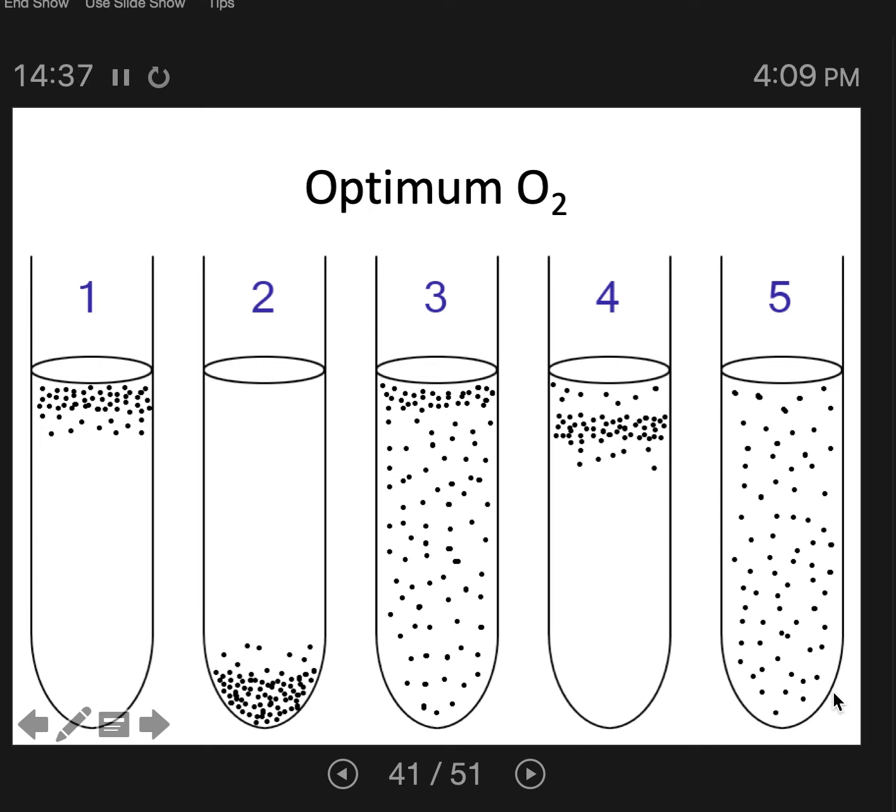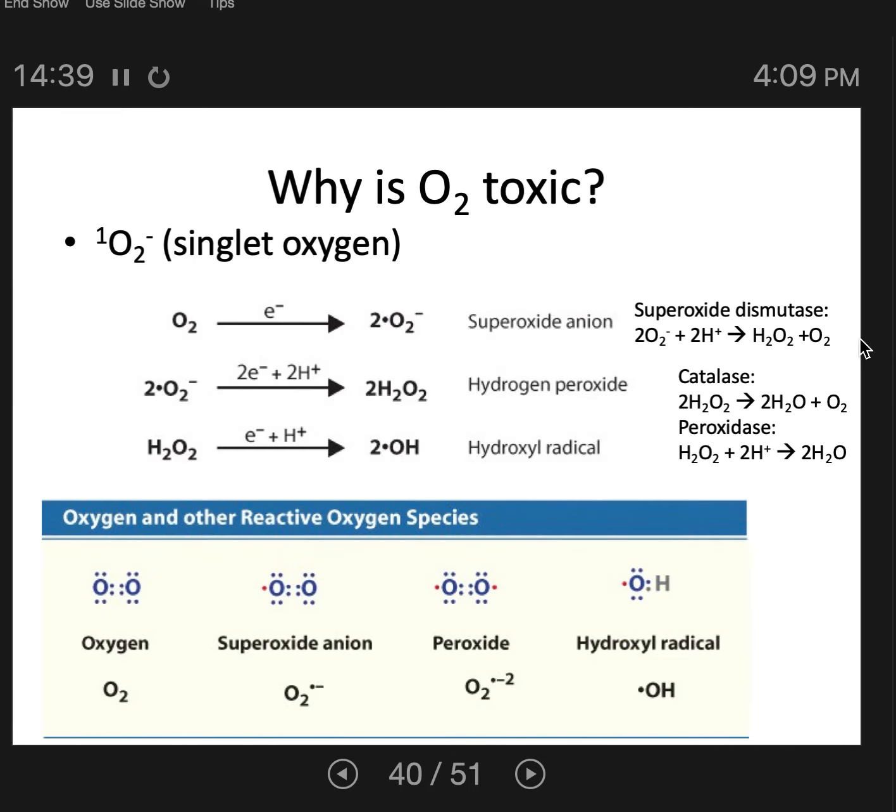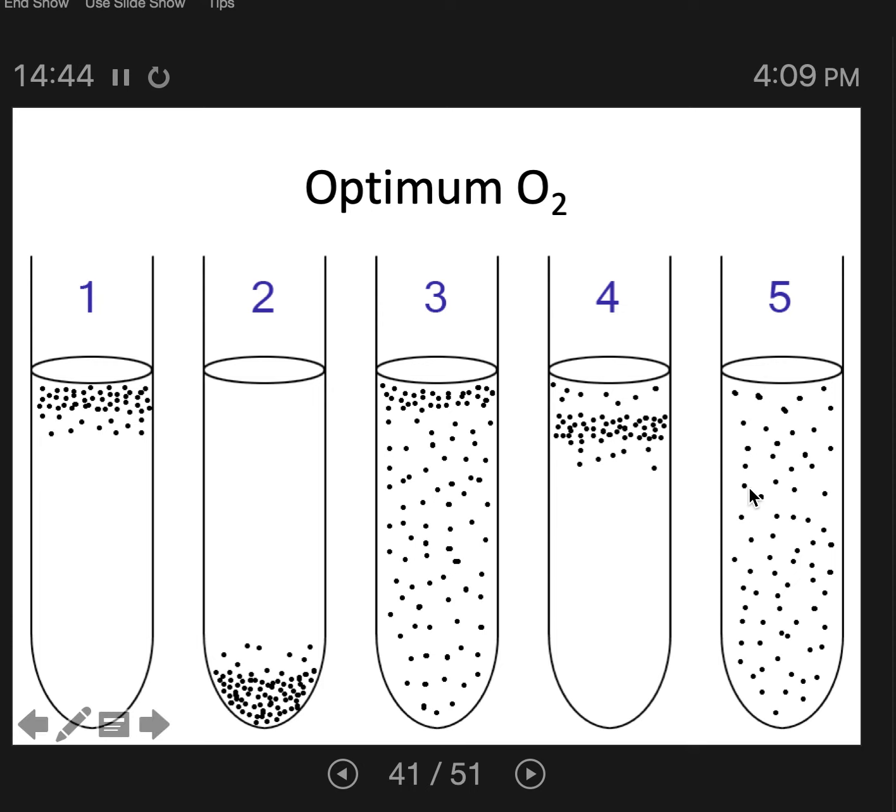So even though they're not using oxygen, they still have enzymes that neutralize those reactive oxygen species, so they're safe. Okay, so they're totally indifferent, not poisoned by it, but also don't use it. So those are aerotolerant anaerobes. Test tube 4. We have what's called microaerophiles. Microaerophiles. This is a really crappy position to be in.